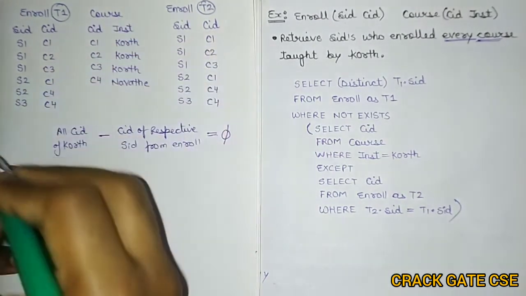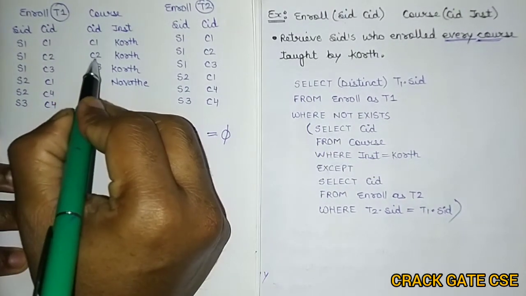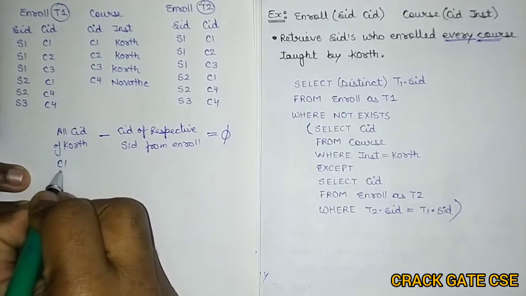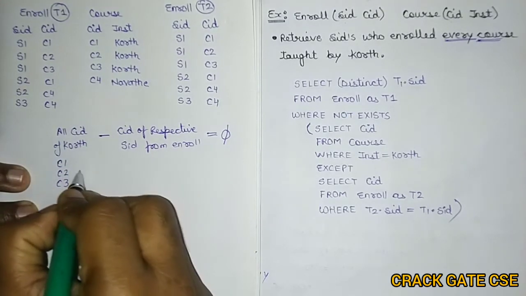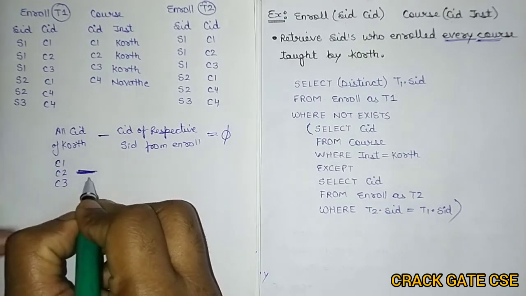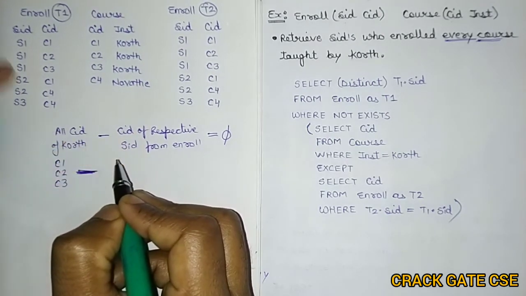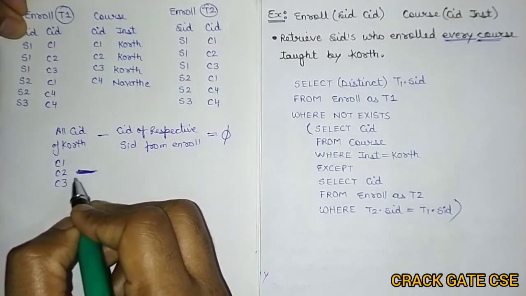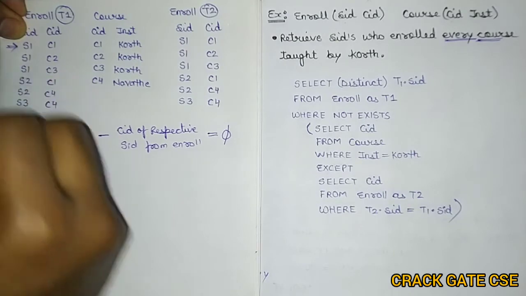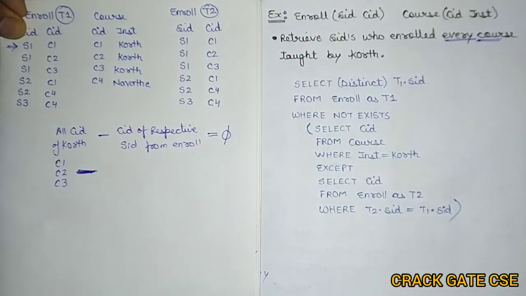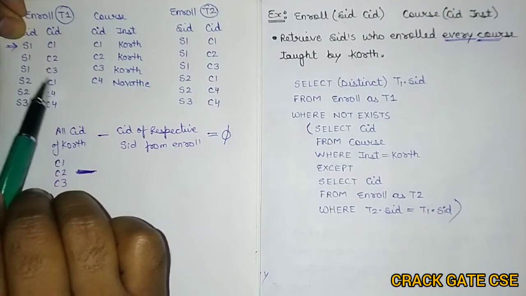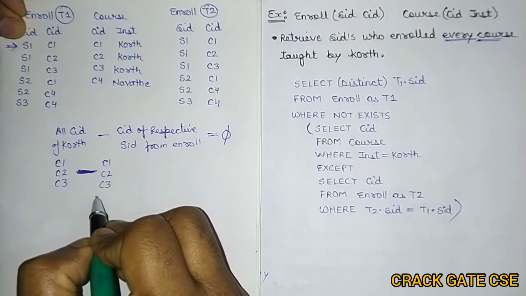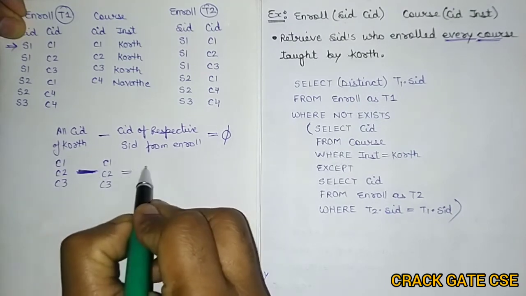Now let's try to understand how. For example, here I am having C1, C2, C3 courses which are taught by course. So C1, C2, C3 are the courses. Now I have to subtract the values of course ID of the respective student from this value. So go to the first row. Here I am having S1. So for S1, what are the respective values of course? See, C1, C2, C3 are the three values. So I am writing C1, C2, C3. And if I subtract, I will be getting null.